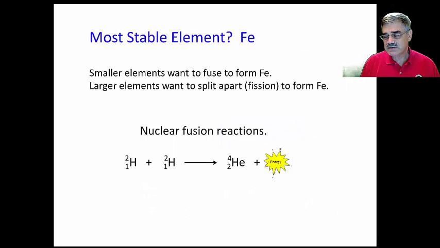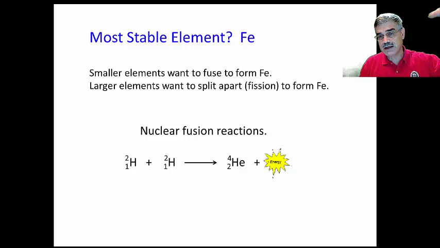So let me ask what may seem to be a strange question. What's the most stable element in the periodic table? Well, it turns out that it's iron, and let me explain. Larger elements want to split apart, want to undergo fission reactions to form smaller elements. That's basically the reason why we have these nuclear fission reactions. But also, smaller elements, the ones at the beginning of the periodic table, want to fuse together, want to join together to form iron.